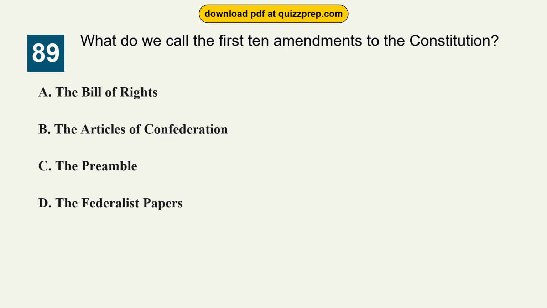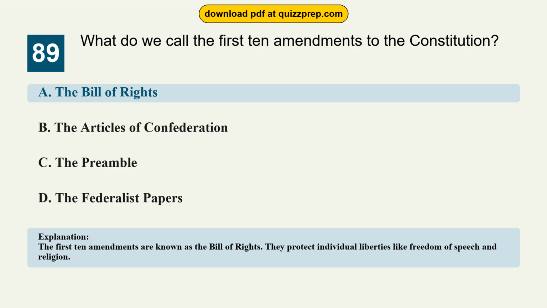Question 89. What do we call the first 10 amendments to the Constitution? Option A, the Bill of Rights. Option B, the Articles of Confederation. Option C, the Preamble. Option D, the Federalist Papers. The correct answer is option A, the Bill of Rights. The first 10 amendments are known as the Bill of Rights. They protect individual liberties like freedom of speech and religion.